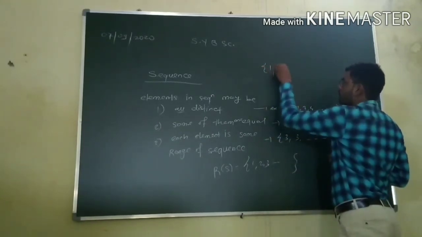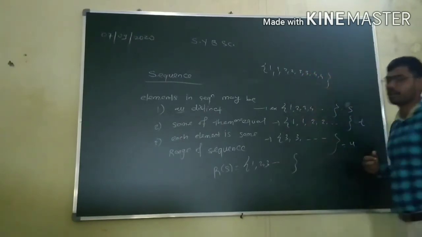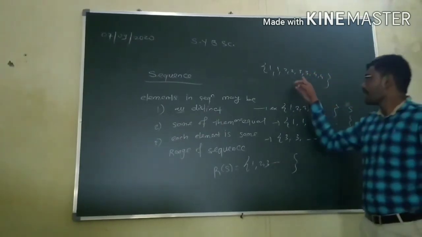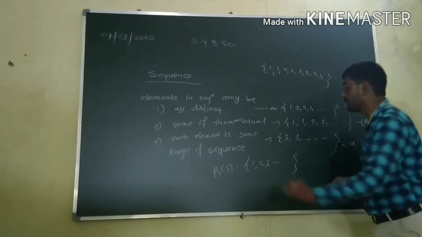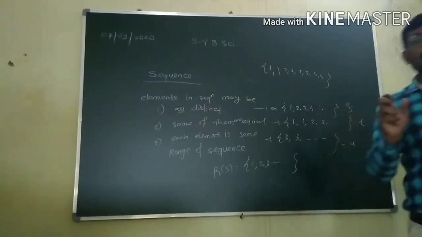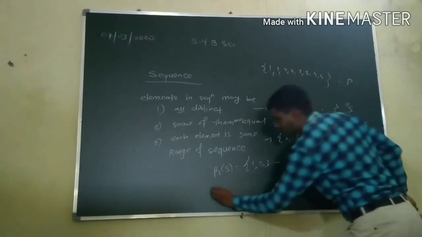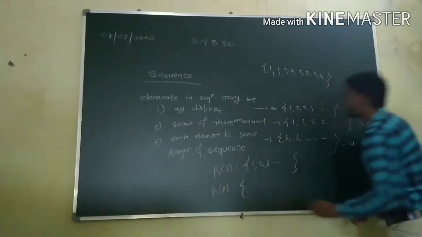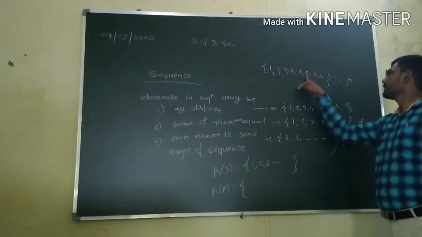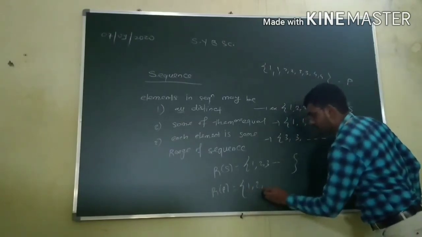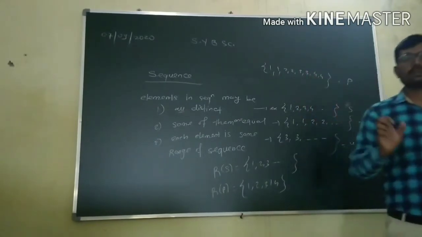So consider this sequence 1, 1, 2, 2, 3, 3, 4, 4. We have taken a finite sequence. Now, although the sequence has 2, 4, 6, 8 elements, the range has only 4 elements, since the range contains only distinct elements. So the range of this sequence P is equal to taking only distinct elements at a time: 1, 2, 3, 4. Why? Because we have to take only distinct elements.